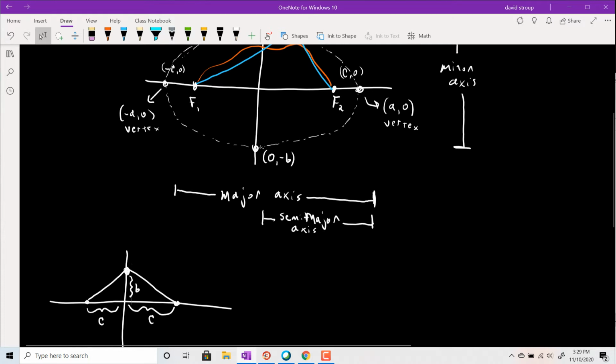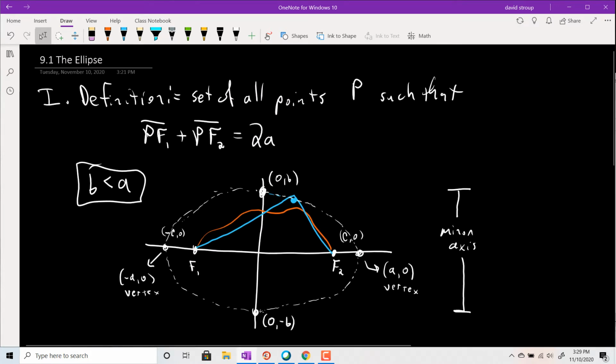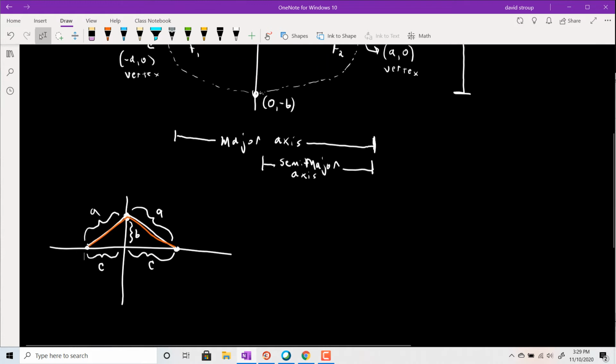So the distance on the hypotenuse side here, if you think of it that way, would just be 1a. And then likewise over here. Okay. Because the length of the total string going from here to here is defined originally in the definition, PF1 plus PF2, as 2a. Okay, so what do you have there? You have a right triangle, and that tells you how they're related, right?